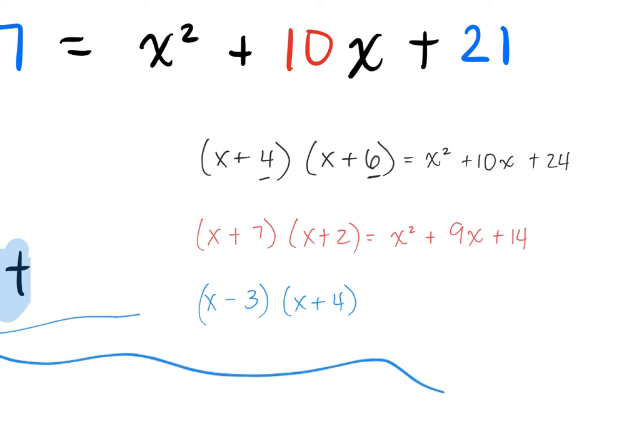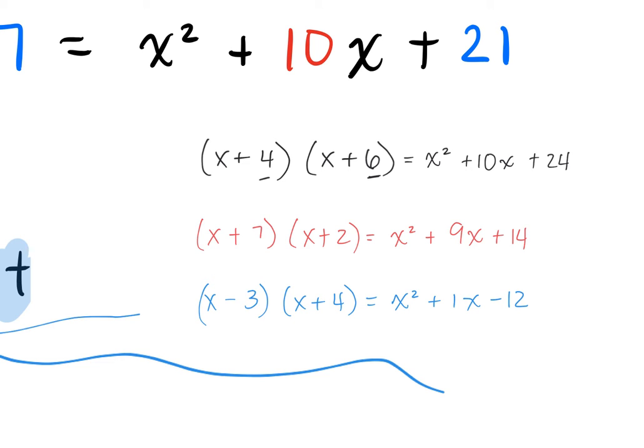Instead of 3, we're going to think about it as negative 3. So this is still going to be x squared. What happens when you add 4 and negative 3? What do you get, Tessa? You get plus 1. So this is just going to be plus 1x, or just x. And what happens when you multiply them together? It's going to be negative 12. Minus 12.